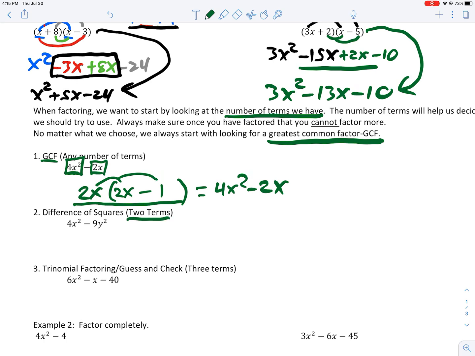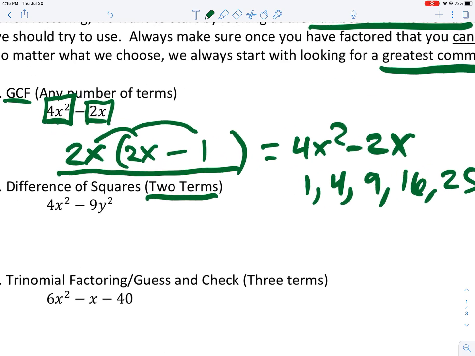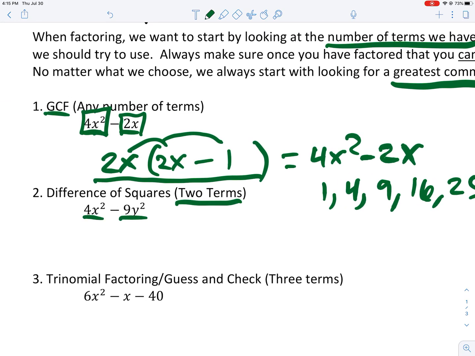So the difference of two squares. If you have two terms, that means there's a minus sign. What is a perfect square? What's the difference of a square? A perfect square is 1, 4, 9, 16, 25, 49, and so forth. Those are perfect squares. So we're looking for a difference of perfect squares.